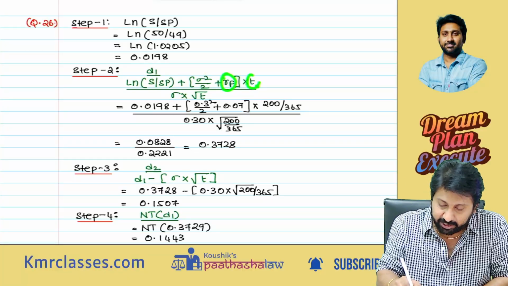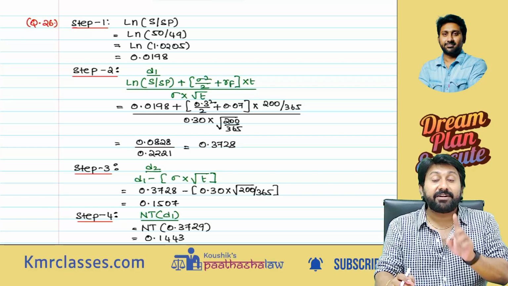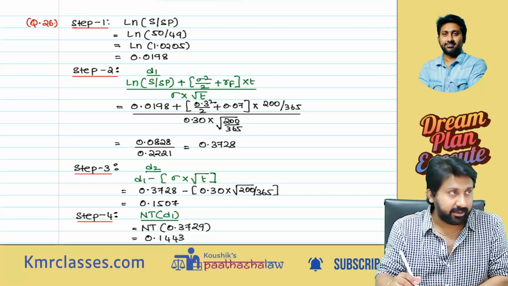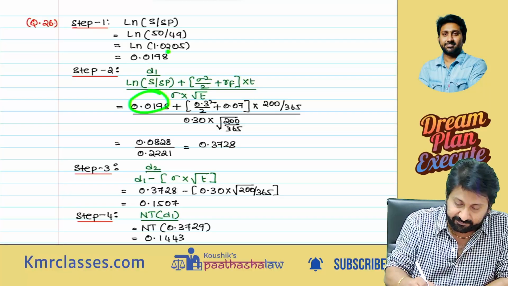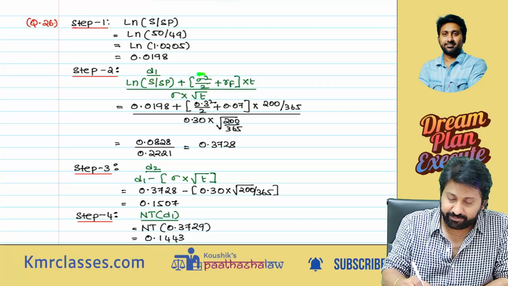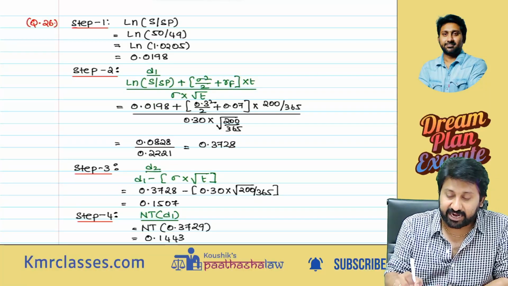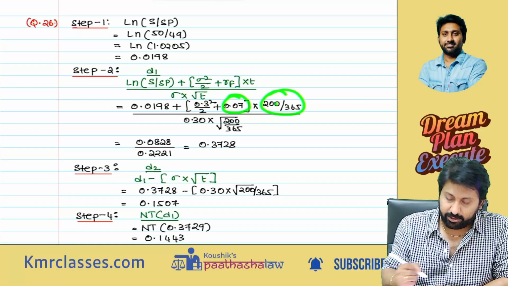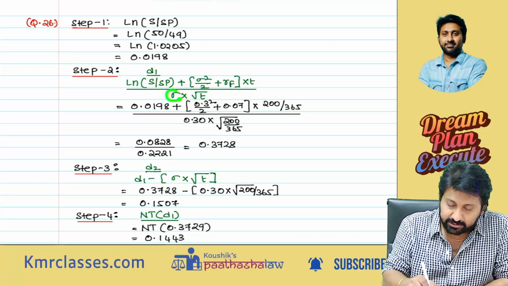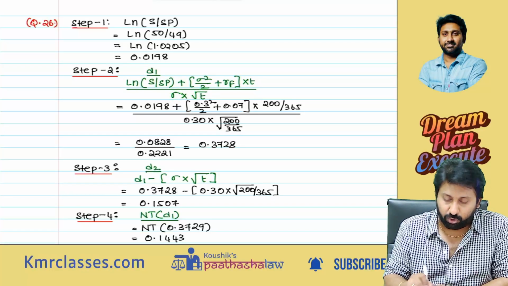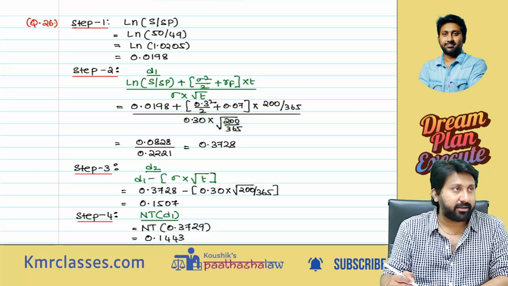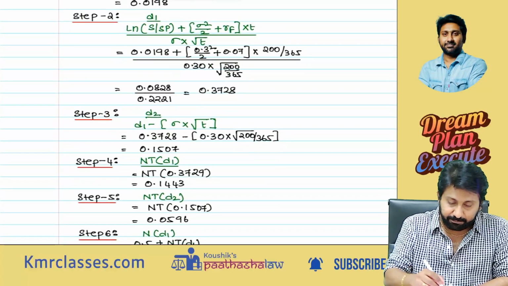Plus RF into T. How should T be written? If it is given in months, 3 by 12. Days, 182 by 365. Like that you have to take. So ln of S by SP, the first step value, plus sigma square by 2 into T, plus RF, divided by sigma into root T. T you have to write in year format. Okay, that's it. Step 3, D2.